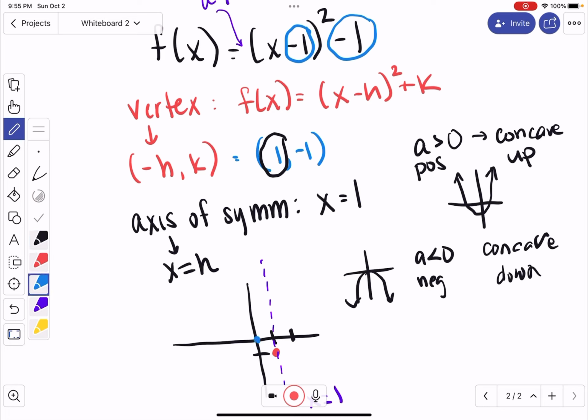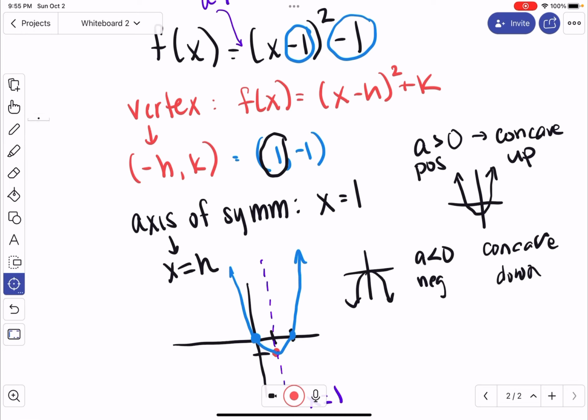So one point on here, my x value is 0 and my y value is 0. (0, 0) is on this graph. To get there, I went up 1 and left 1. Using the axis of symmetry, I can go right 1 and up 1 and get the same point. This is how I'm going to graph my parabola by hand. You just need to pick a point either to the right or to the left of the axis of symmetry and graph from there.